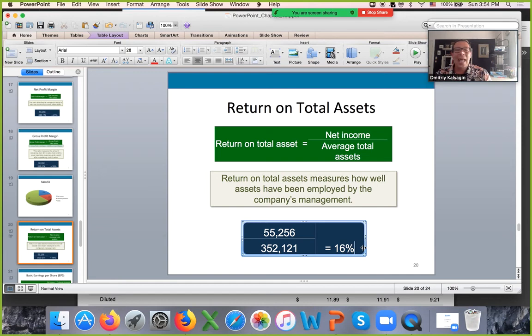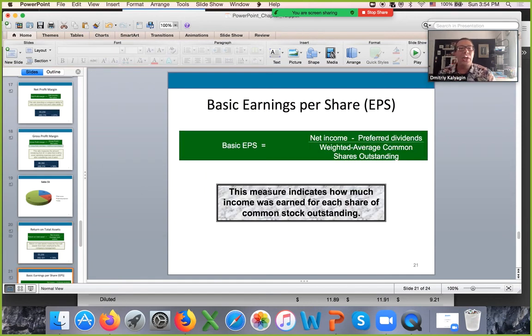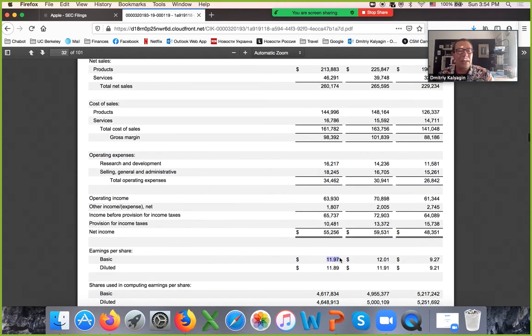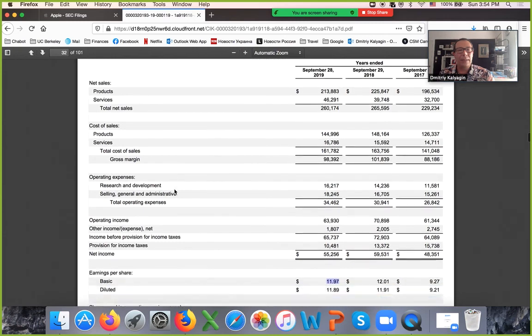Guys, the last ratio here is called basic EPS, earnings per share, and we are not going to calculate this. It shows what was earned for every share of common stock outstanding, and this is the most frequently used or quoted piece of financial data. So this ratio actually is the only ratio that companies report on their financial statements. Here it is. So every share of common stock back in 2019 made $11.97 in net profit. So it's reported right here on the income statement of operations.